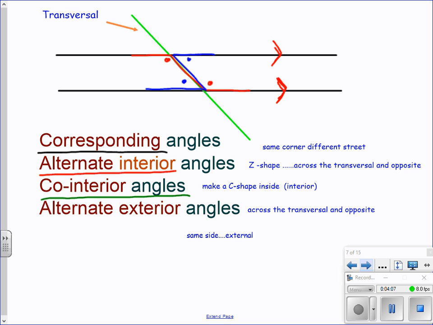Finally, co-interior angles. Co starts with the letter C, and it's easy to remember. It makes the C shape, either a backward C like that. Those two angles, they're not equal, but they add to 180 degrees. And on the other side of the C as well, if it's a forwards kind of C, it has to use both parallel lines again. Those two blue ones add up to 180 degrees, and they're called co-interior angles. So they're supplementary because they add to 180.